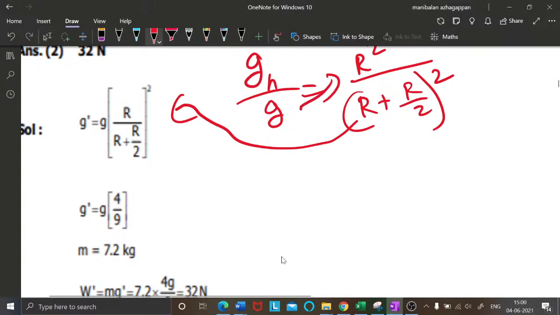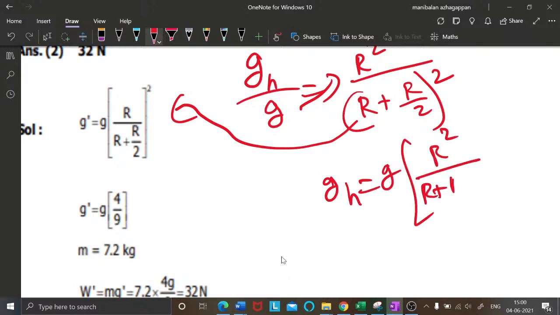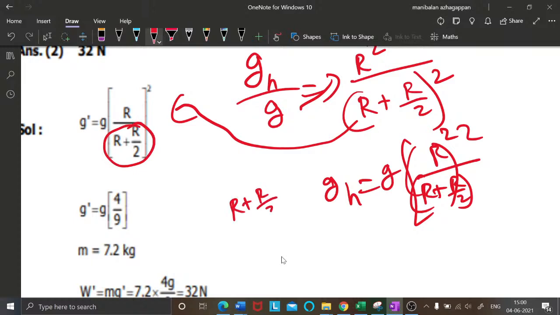So we have g h is equal to g times R squared divided by (R plus R divided by 2) whole squared. We are taking the LCM of this. So R plus R divided by 2, if you take the LCM, is 2R plus R. So what do we get? 3R divided by 2. So 3R divided by 2 is the denominator.